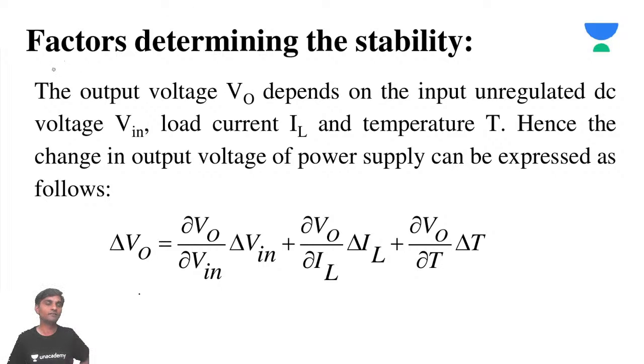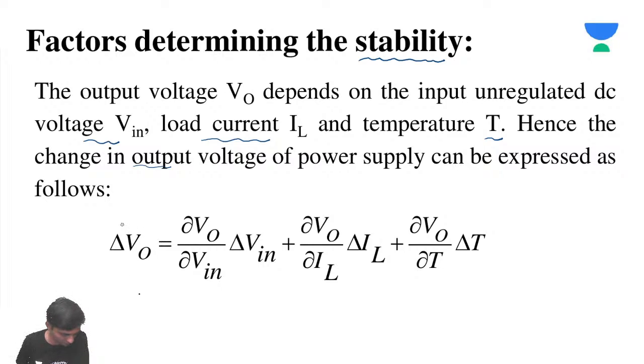Now, the factors that are determining stability. The output voltage V naught depends on the input unregulated DC voltage Vi, load current IL, and temperature T. Hence, the change in output voltage of the power supply can be expressed in terms of these. The change in output voltage is because of three things. It may change because of the input change. It may change because of the load current. It may change because of the temperature.